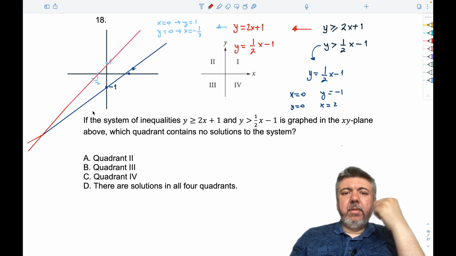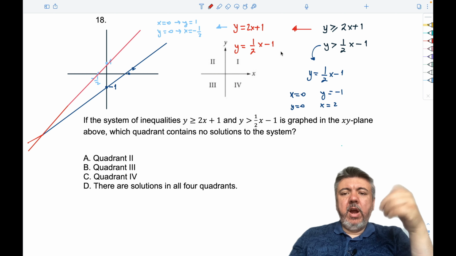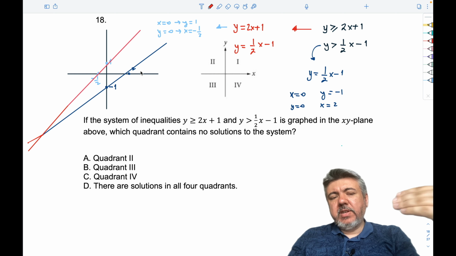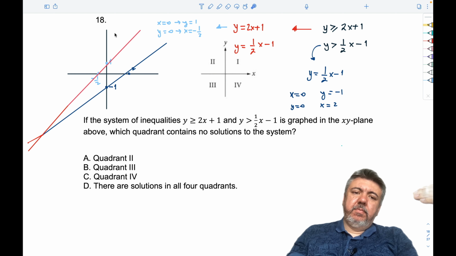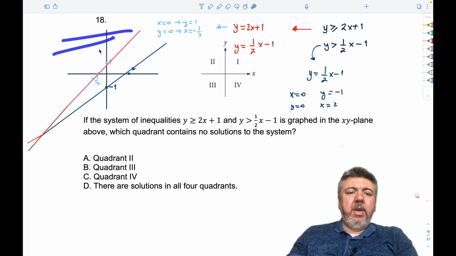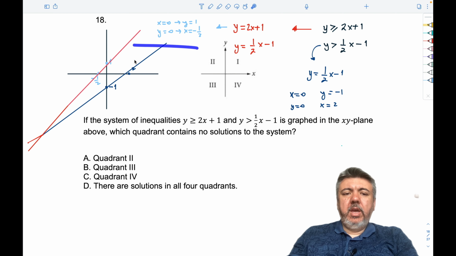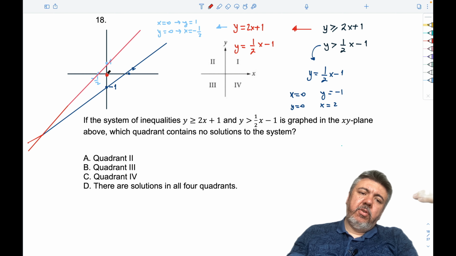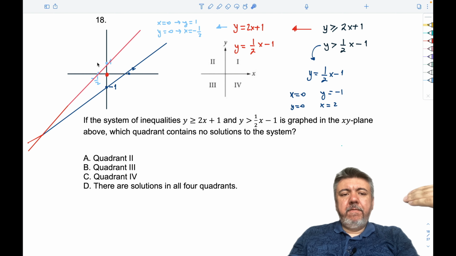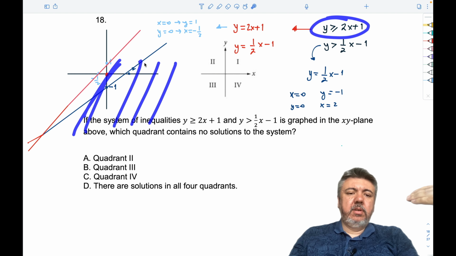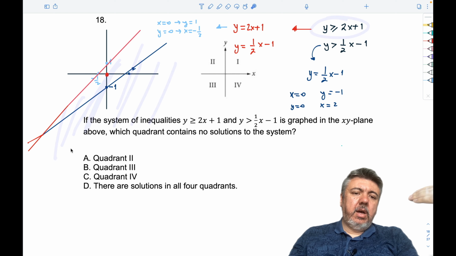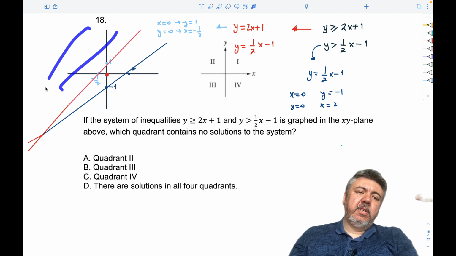Okay, the problem here is which regions are we going to take? Like, for example, for the orange one, is it going to be here or here? To understand that, we can use test values. The best test value is the origin. So, if the origin satisfies our inequality, I will take the part that origin belongs. Otherwise, I will take the other side.